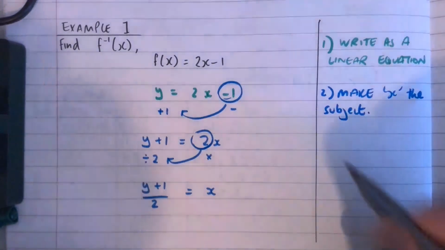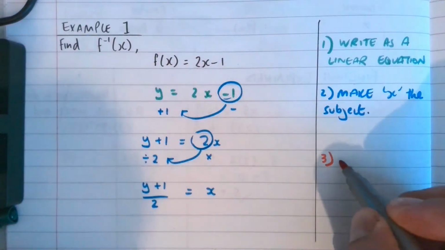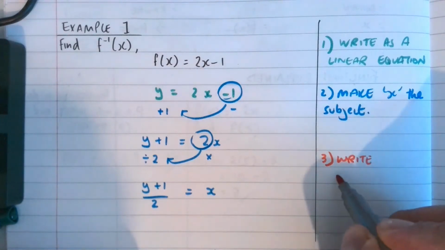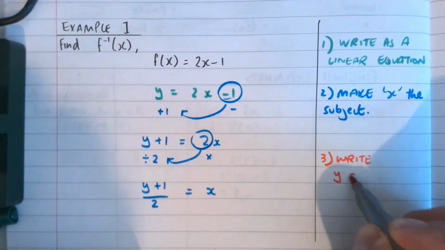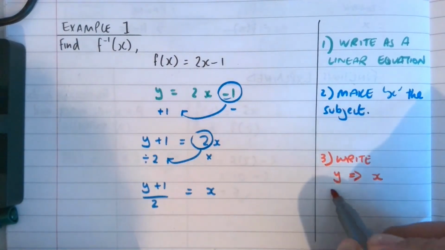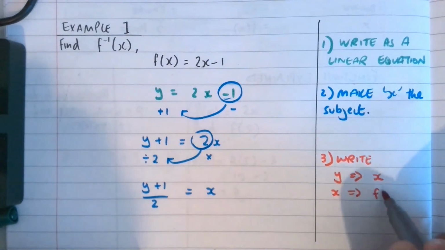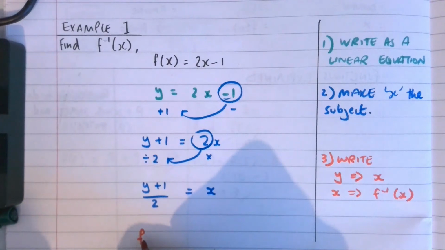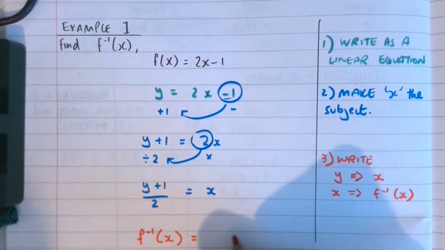And then for the third step, we're just going to do a little bit of notation switching. And where the y is, I'm going to write the y as x. And where the x is, I'm going to write that as f to the minus 1 of x. Because when we're looking for the inverse function, we have to use the minus 1. So f to the minus 1 of x, the inverse function, is equal to x plus 1 all over 2.